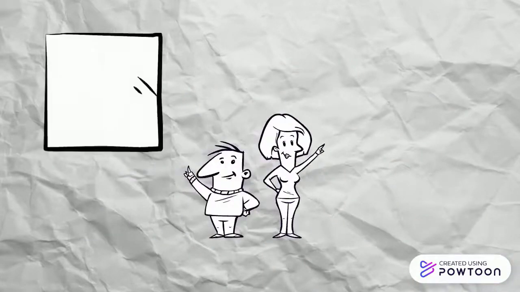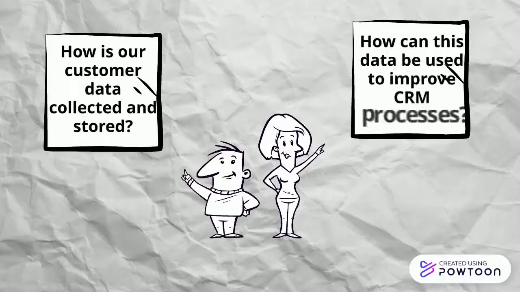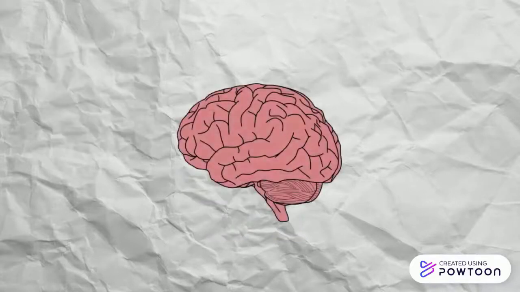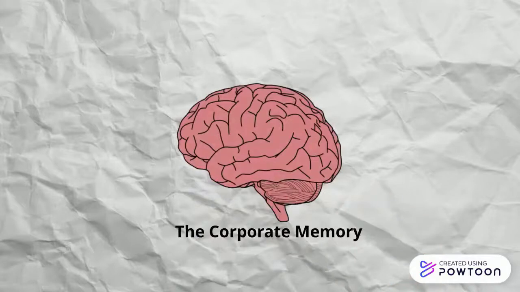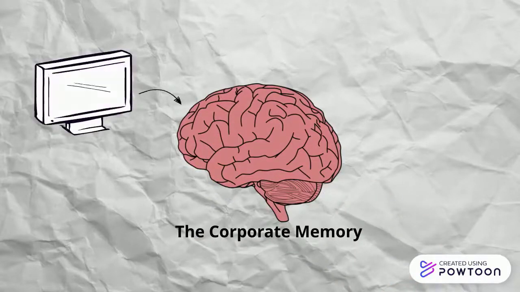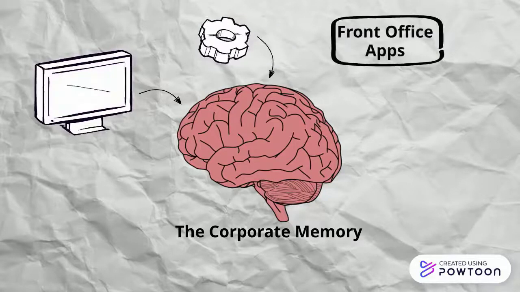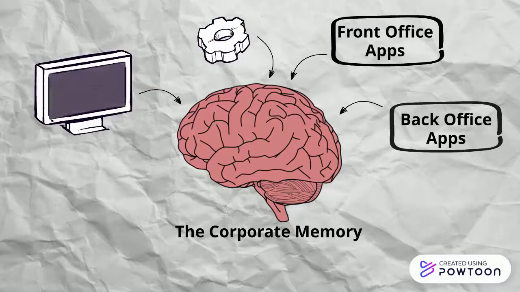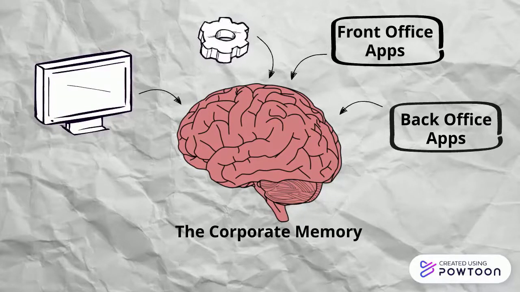The information management process aims to answer questions like, how is our customer data collected and stored? And, how can this data be used to improve CRM processes? The data repository, or so-called corporate memory, is gained from different sources such as IT systems, analysis tools, front and back office applications. The firm should have well-maintained IT systems to ensure smooth and efficient data collection and storage. By using analysis tools, the firm can identify the frequent problems faced by customers based on the feedback system and find the appropriate solution to best serve their customers.